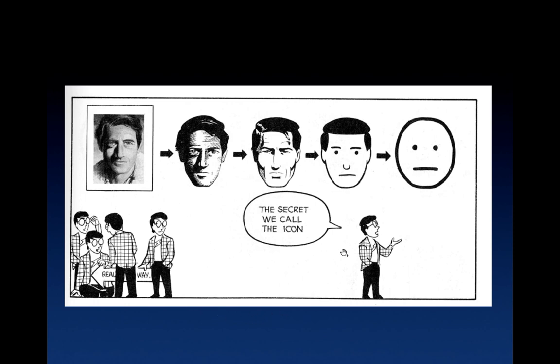This is a great book, Understanding Comics. And what he's talking about is when we take something complex down to the point of its bare bones minimal, this is when we get the icon. So we can represent a face with a simple circle, two dots, and a line. And that face can be expressive. It could be happy, sad, etc.